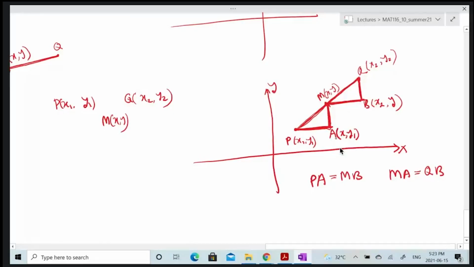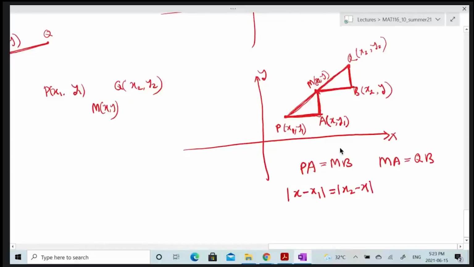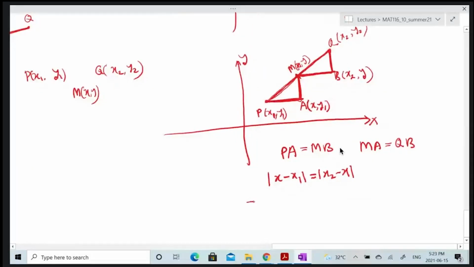Now, can you tell me what is the distance of PA? Root over x minus x1 whole square plus y1... I mean, that's okay, but we can also tell it directly from here, right? This one was x1, y1, and x, y1. So y1, y1 are the same. So we can just write the absolute value of x minus x1. Exactly. And what about MB? x2 minus x. X, not x1. This one was x. Since it's an absolute value sign, it's going to return a positive number, right?